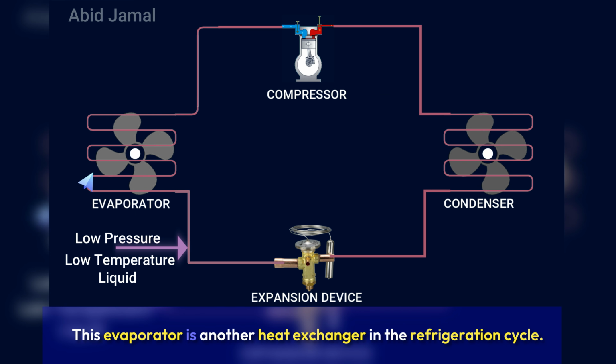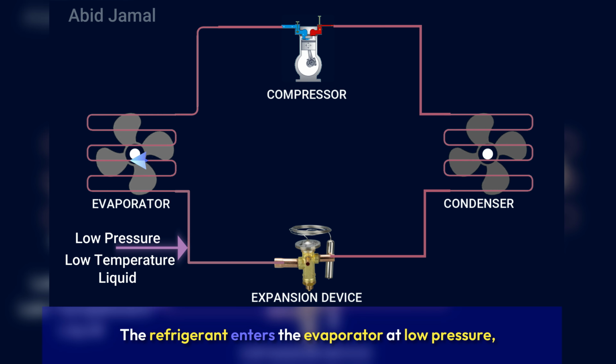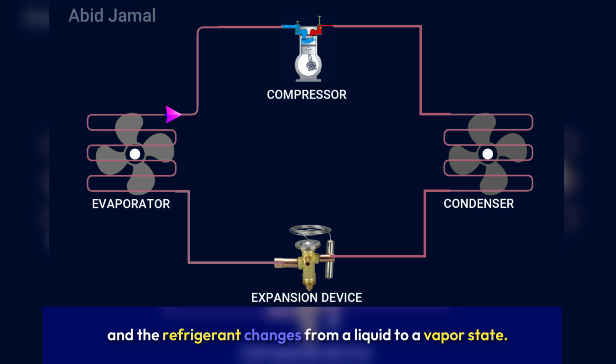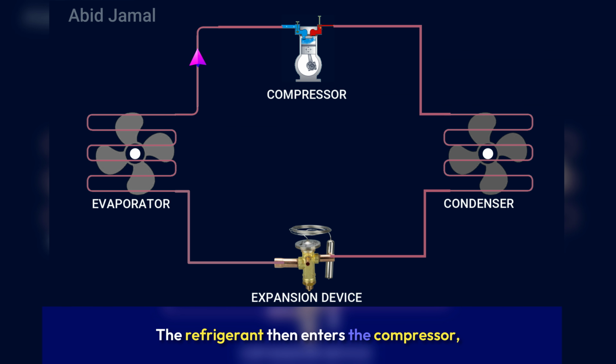This evaporator is another heat exchanger in the refrigeration cycle. The refrigerant enters the evaporator at low pressure, low temperature, and in liquid state. A fan blows air through the evaporator. When air is blown, the refrigerant absorbs the air's heat. As the refrigerant absorbs the air's heat, we get well-cooled air and the refrigerant changes from a liquid to a vapor state. The refrigerant then enters the compressor and the process begins again. This is how the refrigeration cycle works.